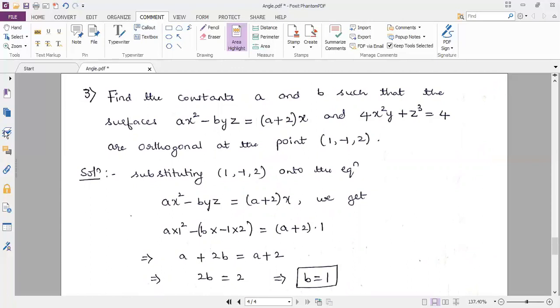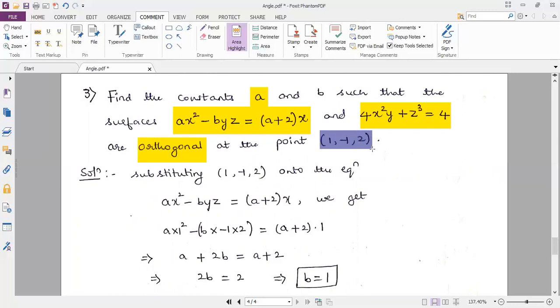Find the constants a and b such that the surfaces ax² − byz = (a + 2)x and 4x²y + z³ = 4 are orthogonal at the given point, that is (1, −1, 2). First, let us substitute the given point into the first equation.